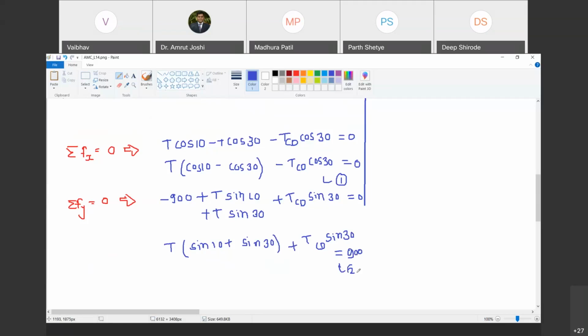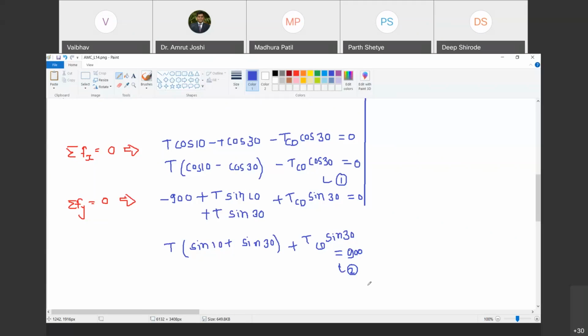Now can you solve these two equations on calculator easily? Your calculators are equipped to solve equations in 2 unknowns. So let's solve. You have to go to equation mode, number of unknowns 2. So first equation A1 is cos 10. Ensure that your calculator is in degree mode. Cos 30, then minus cos 30, then C1 is 0.